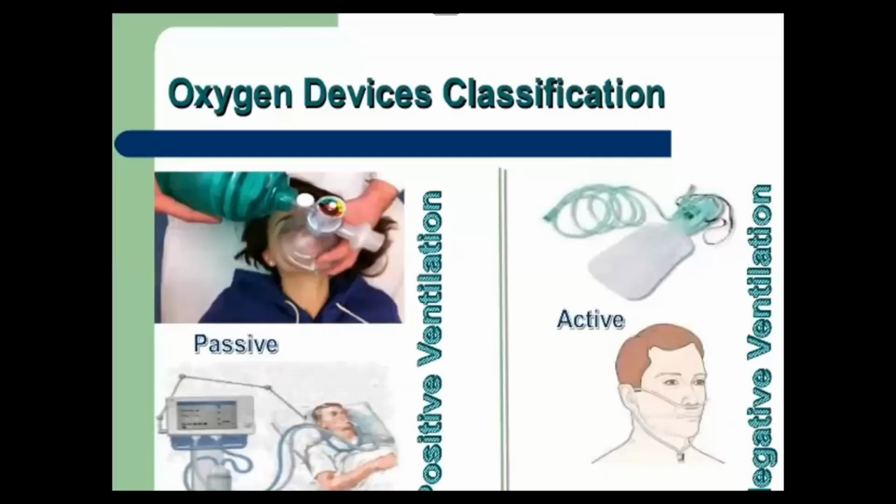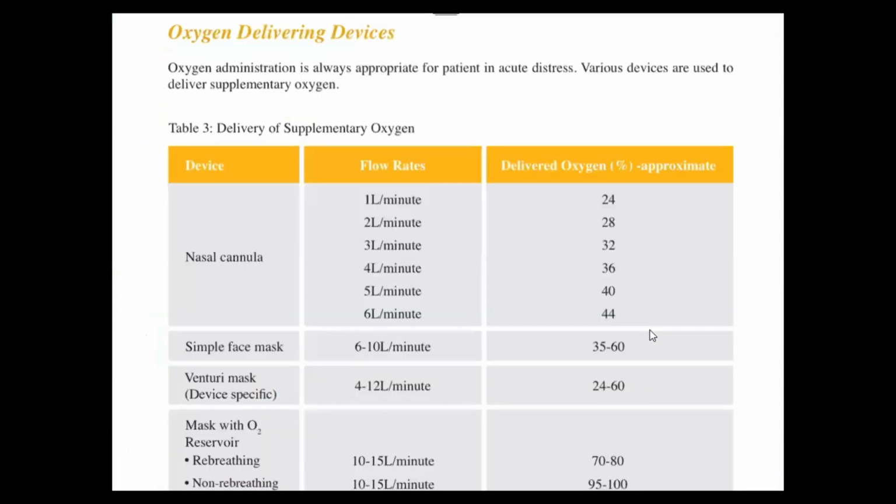So it can be classified into two-way oxygen devices as positive ventilation or negative ventilation. Positive ventilation as in you use an Ambu bag, or you use an ETT, NIV. All these are positive ventilation. So this one we will talk about another time. Now what we're going to talk about is simple oxygen devices, which is negative pressure ventilation in a patient who is breathing spontaneously. So how can it be classified further?